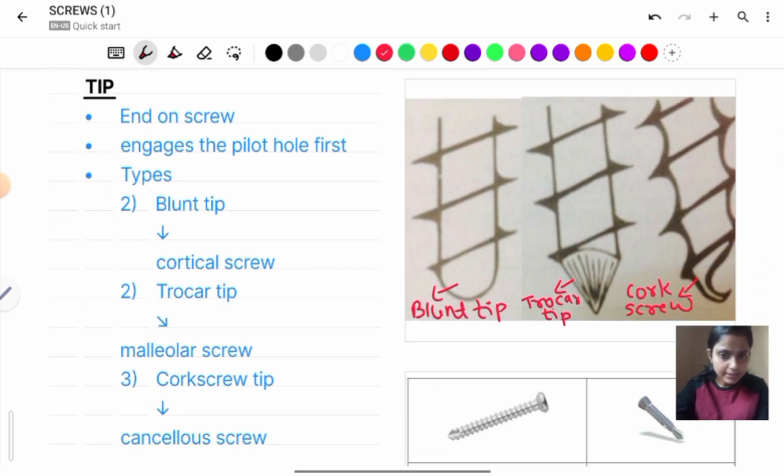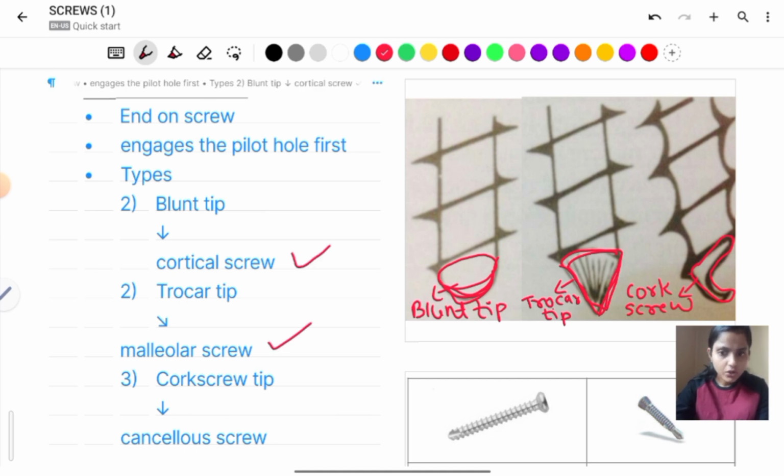This is the blunt tip. You can see the blunt tip. This is the trocar tip. And this is the corkscrew tip. Blunt tip is found in the cortical screw. And this trocar tip is found in the malleolar screw. And the corkscrew tip is found in the cancellous screw.